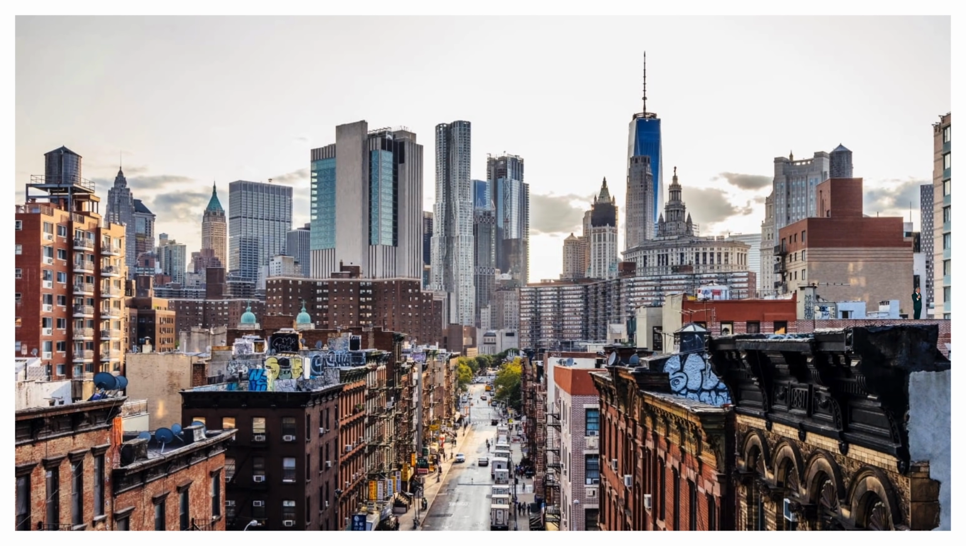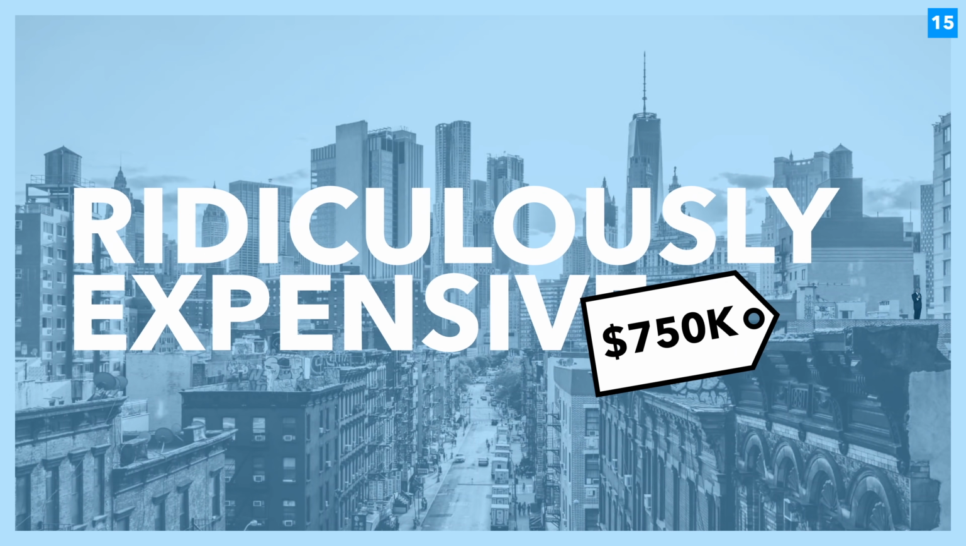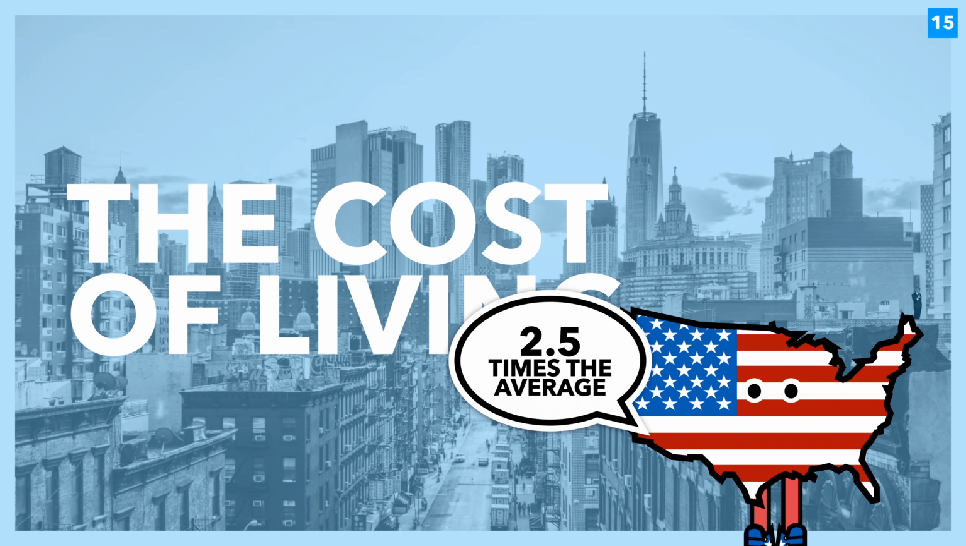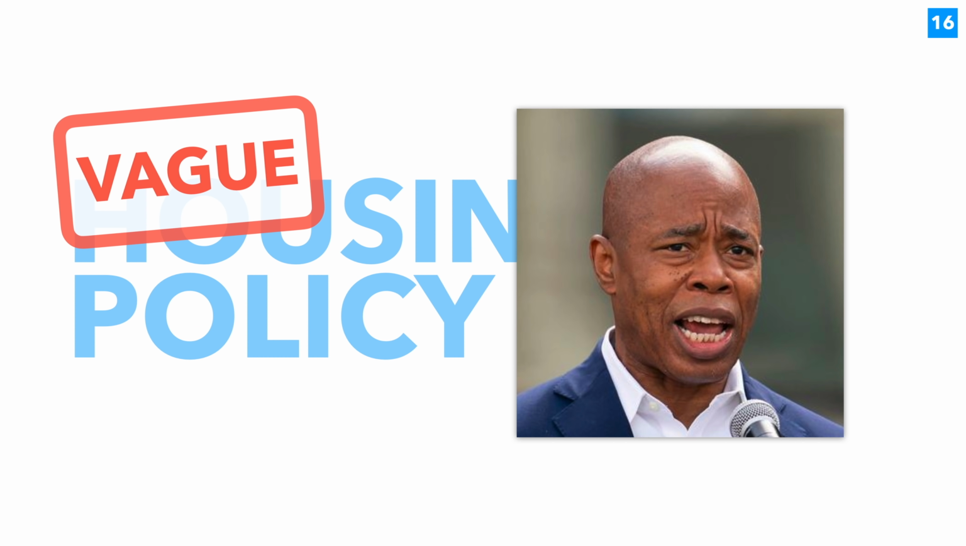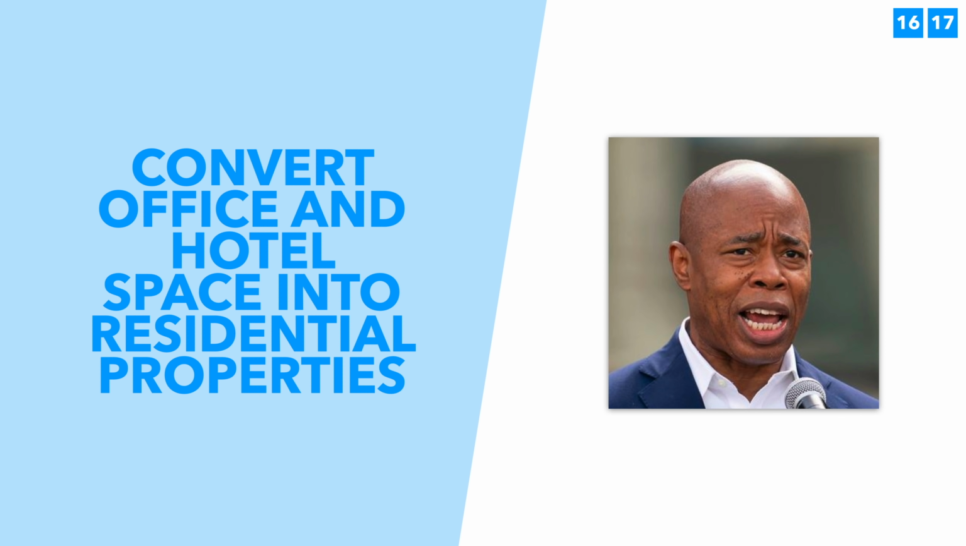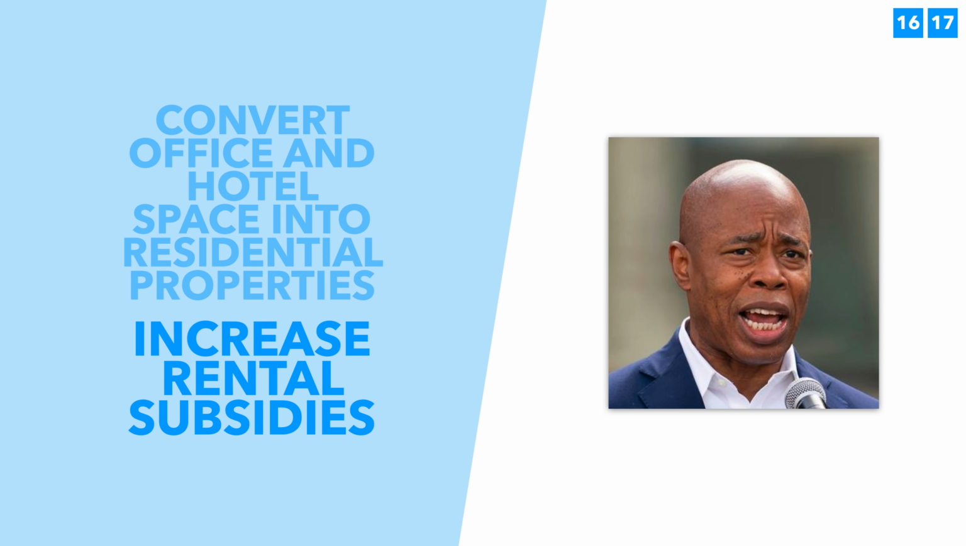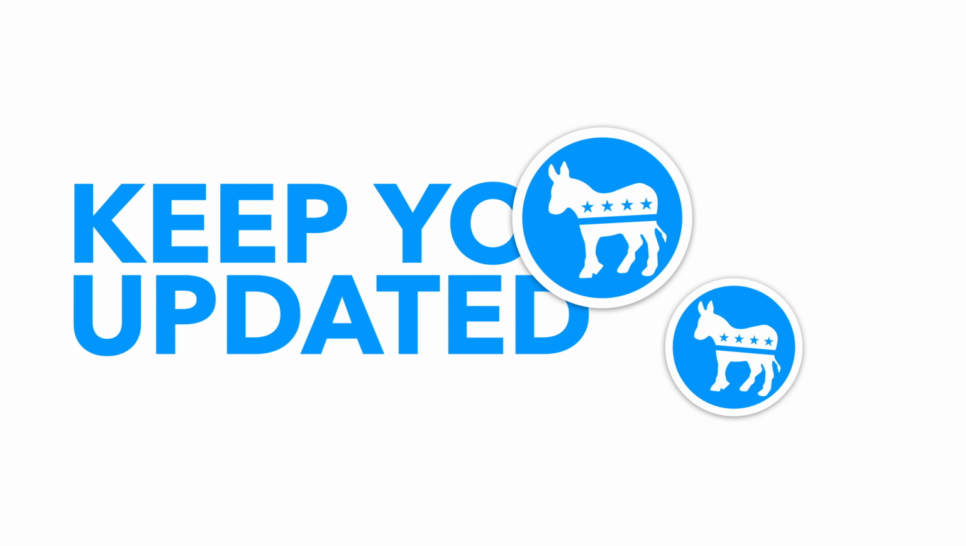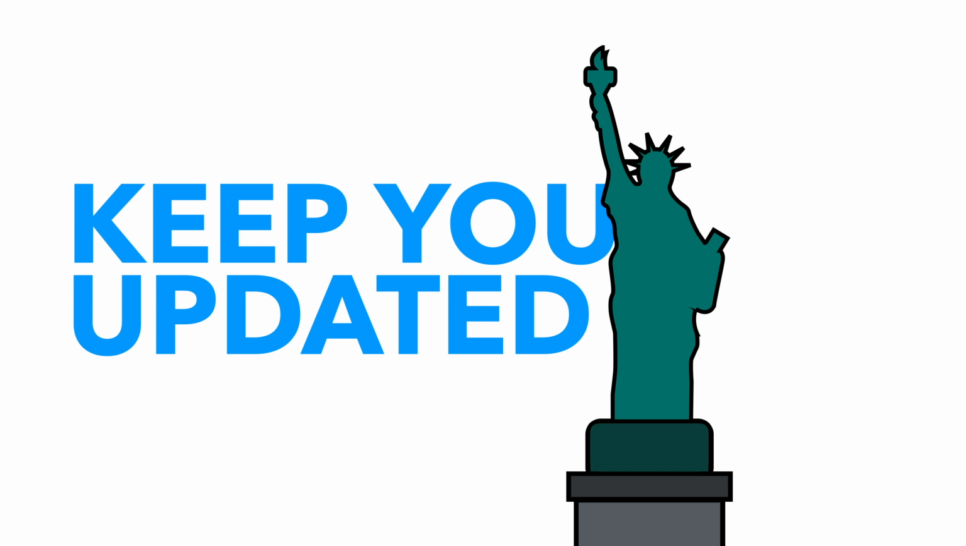Like many other big cities, housing in New York is astronomically expensive, with the average house coming in at about $750,000, and the average cost of living being about 2.5 times higher than the national average. Adams' housing policy is pretty vague, but basically seems to involve converting office and hotel space into residential properties, and increasing rent subsidies. So that's what the likely winner plans to do, and obviously we'll keep you updated with the results as they emerge, both from this primary and from the final election.